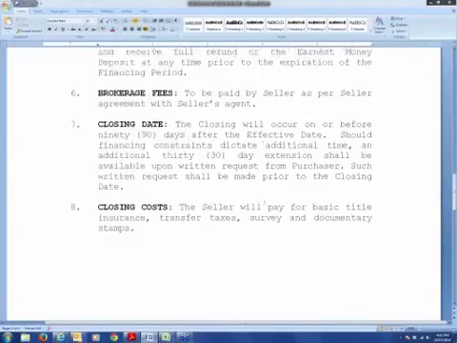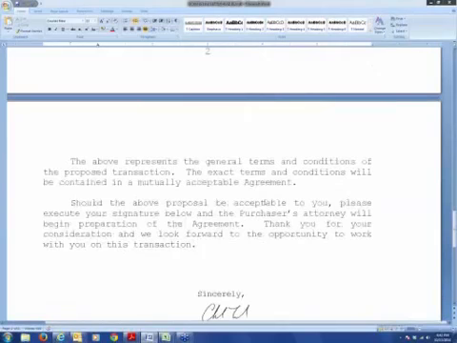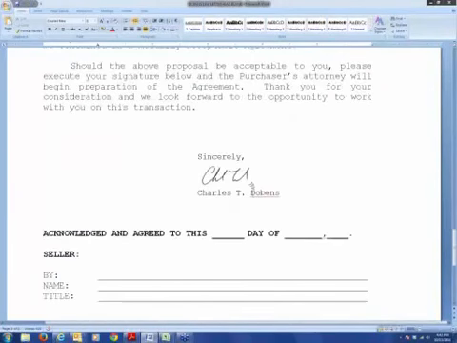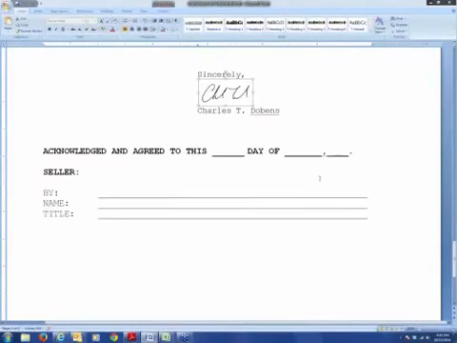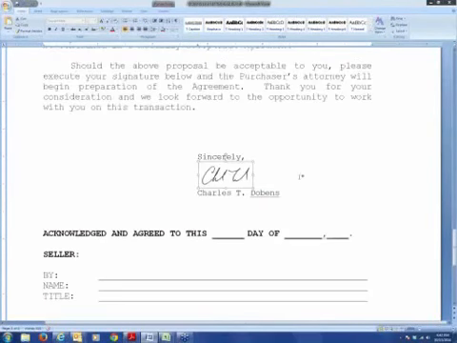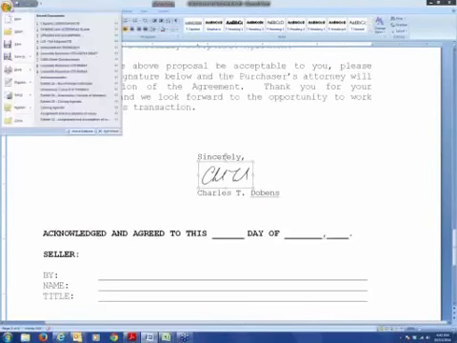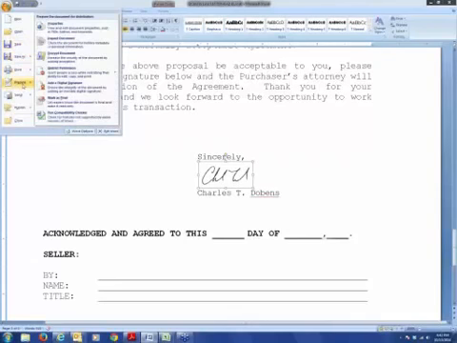All right, so the seller will pay for basic title and closing cost expenses, and then that's it. There's my name. I've already got my electronic signature in there. I want the seller to sign off on it on a particular day. So what I do is I come up here, I click on this, I go to prepare.